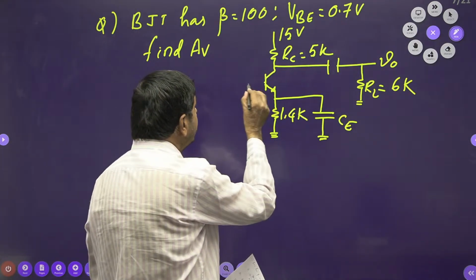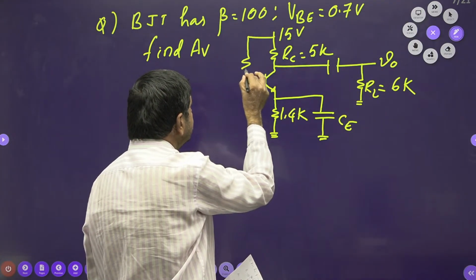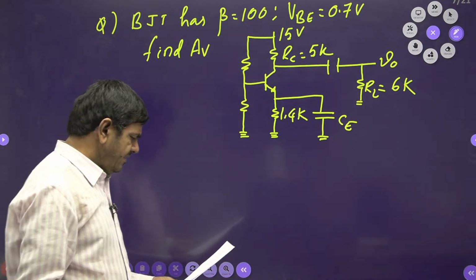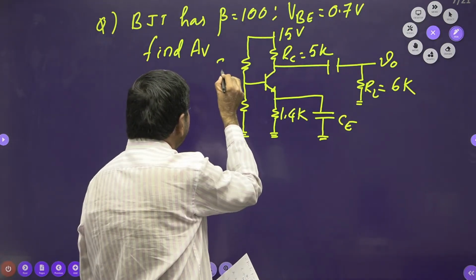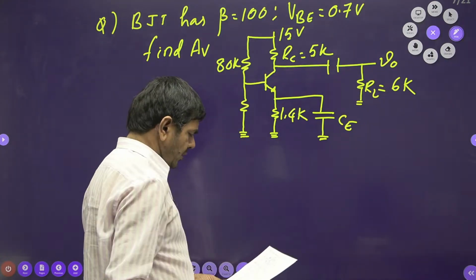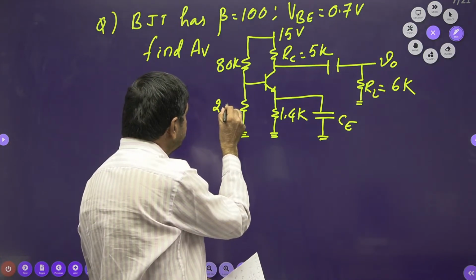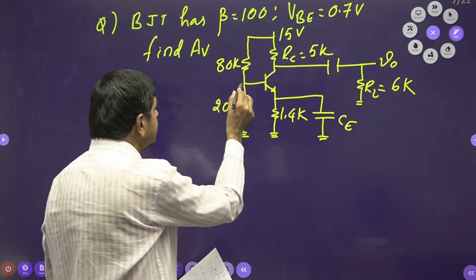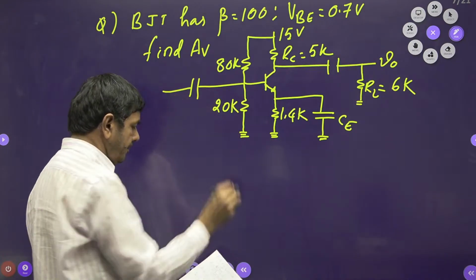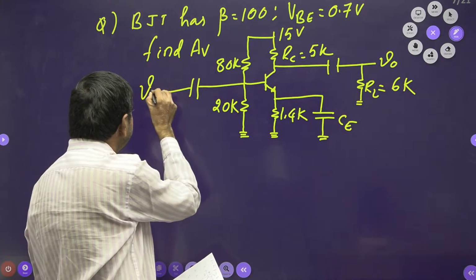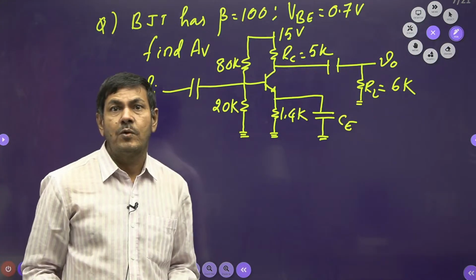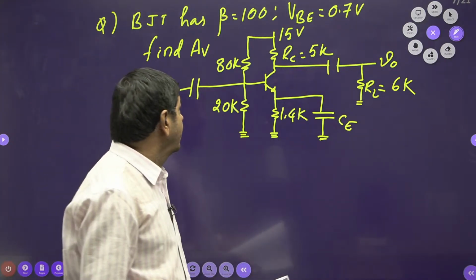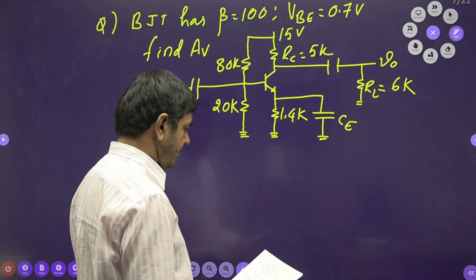Here voltage divider biasing is made. R1 is 80K and R2 is given as 20K. There is a capacitor with VI. But it is asking to find the voltage gain AV from the given network. How can we find this voltage gain? Please watch it. This is the given problem.